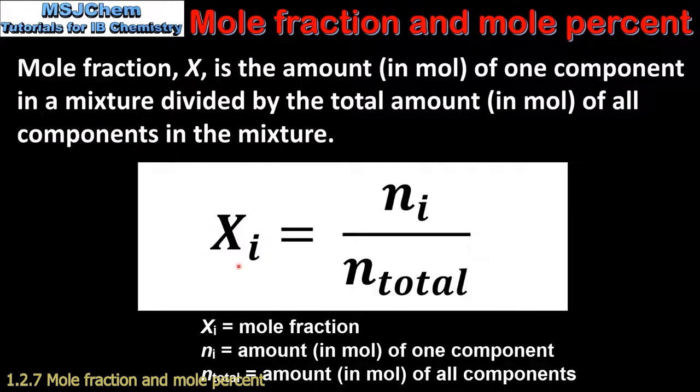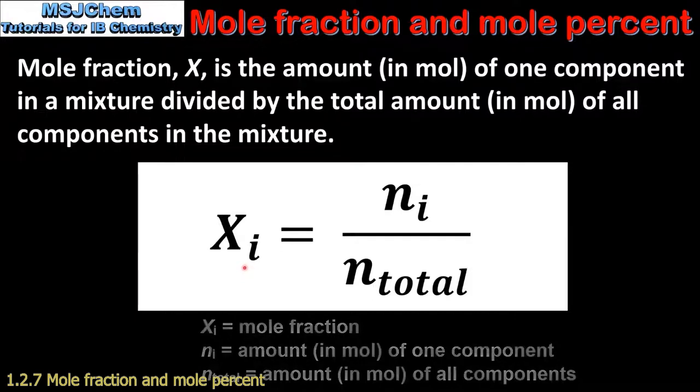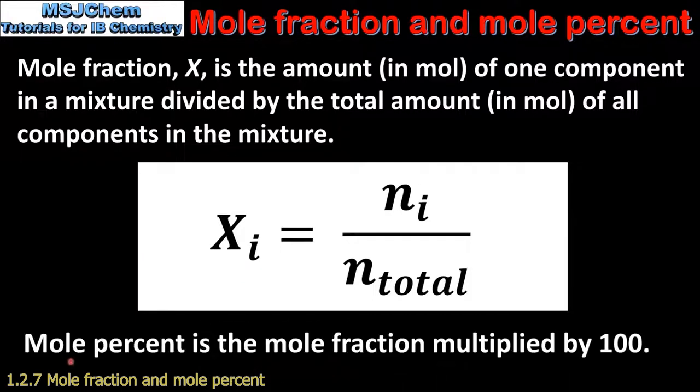From the equation, we can see that the mole fraction of a component of a mixture is equal to the amount in moles of that component divided by the total amount in moles of all components in the mixture. The mole percent is the mole fraction multiplied by 100. So next, we look at an example.